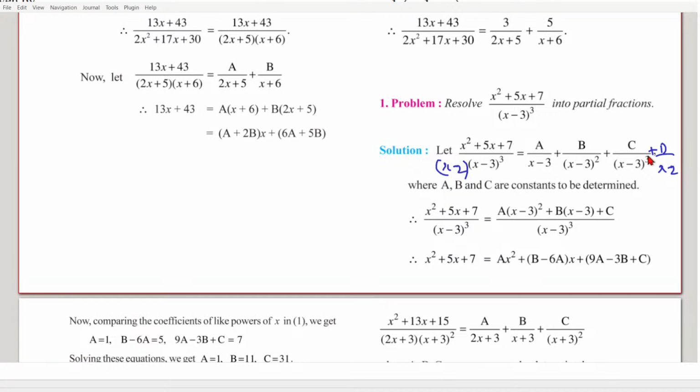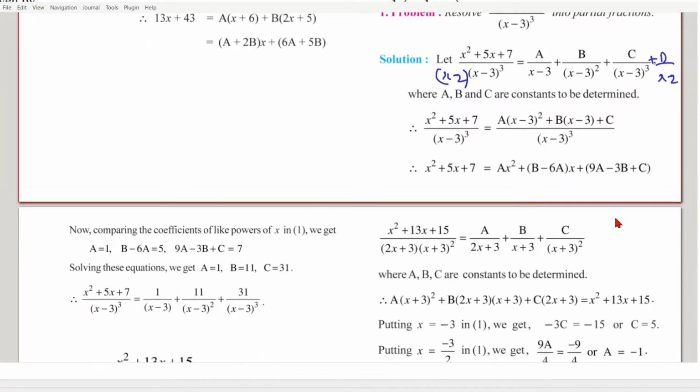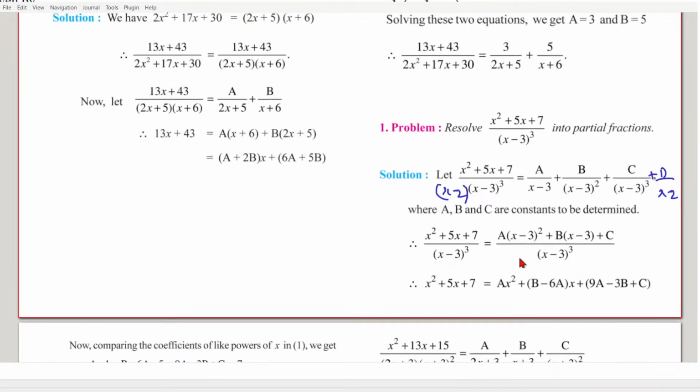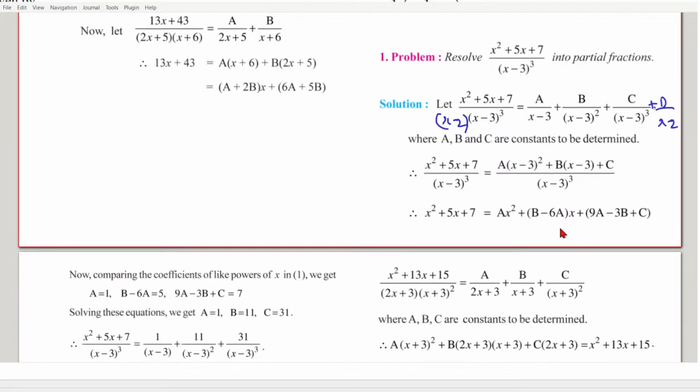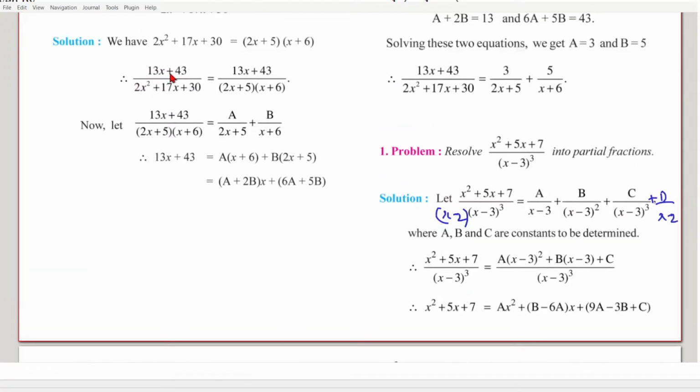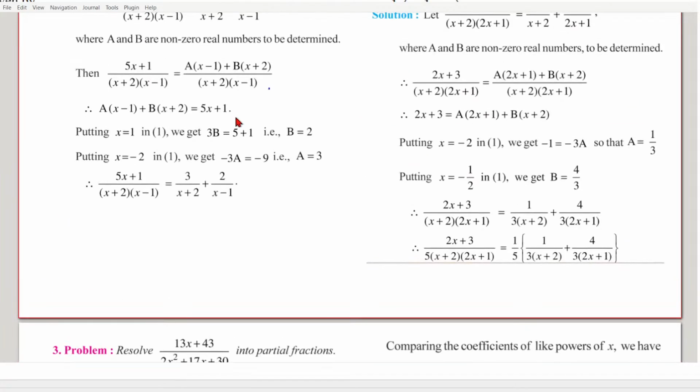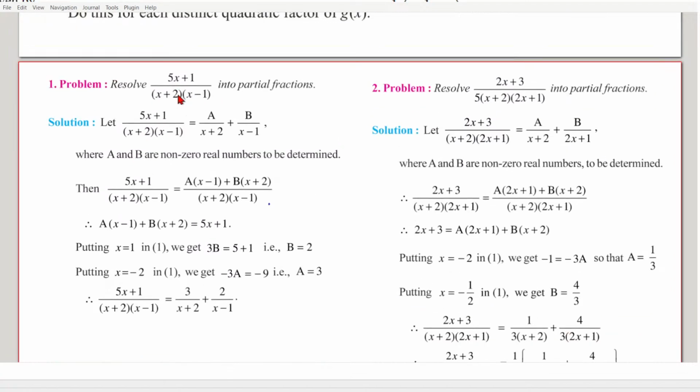Now the same procedure continues: A into x minus 3 whole square plus b into x minus 3 plus c. Now please be careful. The earlier method, where we substituted x equals 1, x equals 2 and so on, will not work here. Here you have to compare coefficients and solve equations. Earlier, we substituted x equals 1, x equals minus 2 and so on. This will work only in case of linear factors where all roots are different. It will not work in cases where roots are repeating. Please remember this.